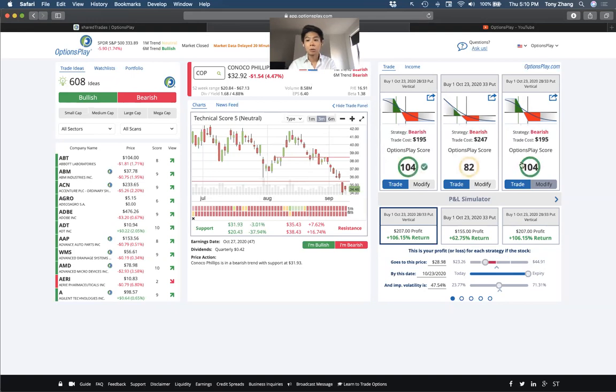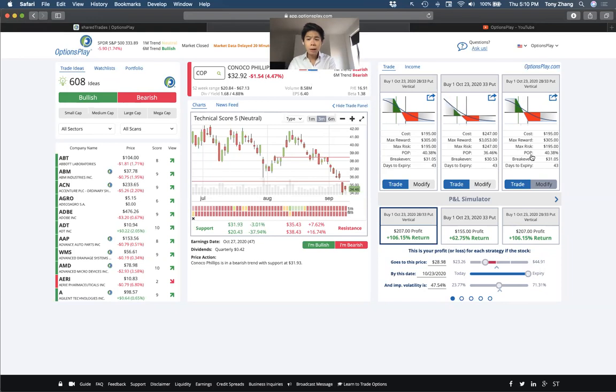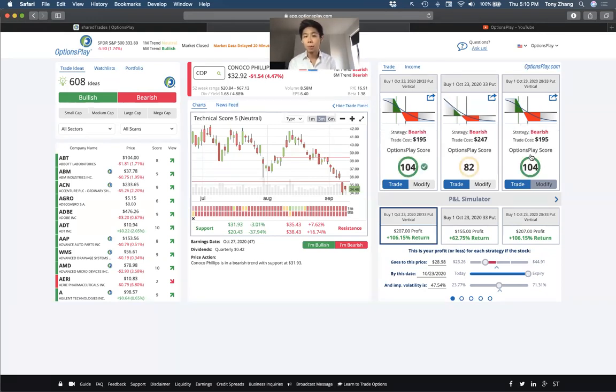Mark is asking us to explain the OptionsPlay score. Great question, Mark. The OptionsPlay score was actually inspired by poker players, because if you think about each options trade the same way that a poker player thinks about a hand, you're really calculating what is my potential reward versus my potential risk, and whether or not the potential reward is worth taking on given the risk that I'm taking.